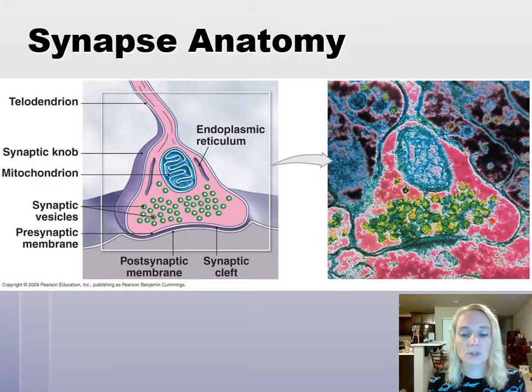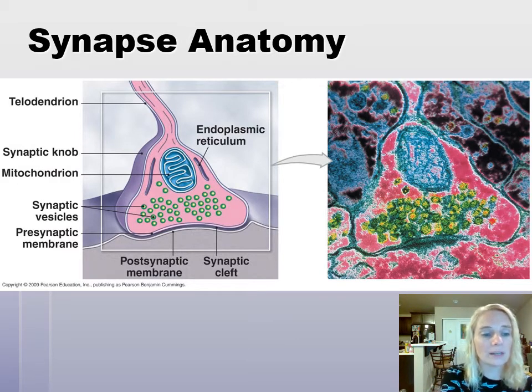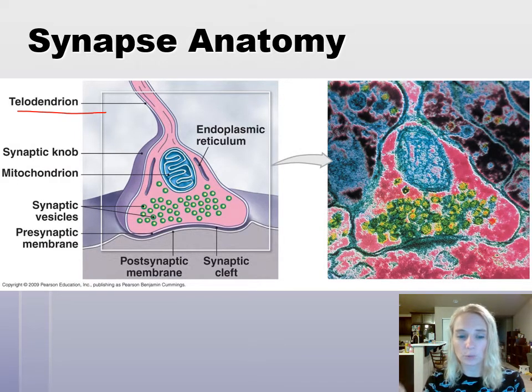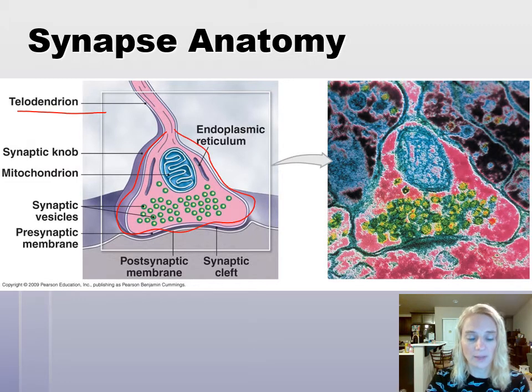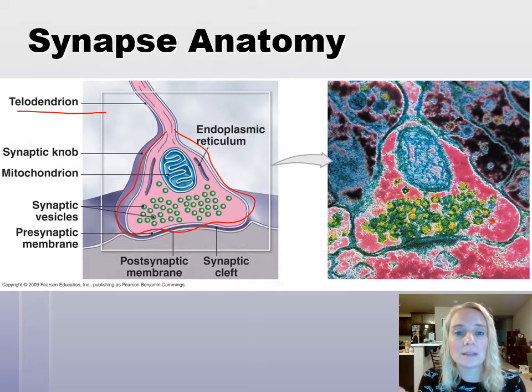Okay, so here's just a close-up view of that synaptic knob. Again, here they're showing telodendria is the little branch. The synaptic knob is the actual big blobby knob thing. And it is in the synaptic knob where we have the synaptic vesicles. They're jam-packed full of neurotransmitter.